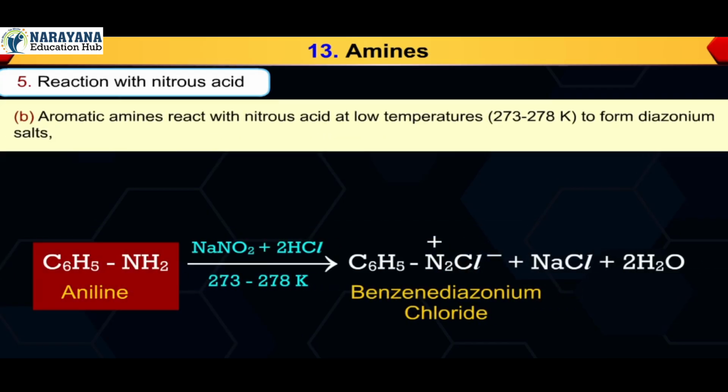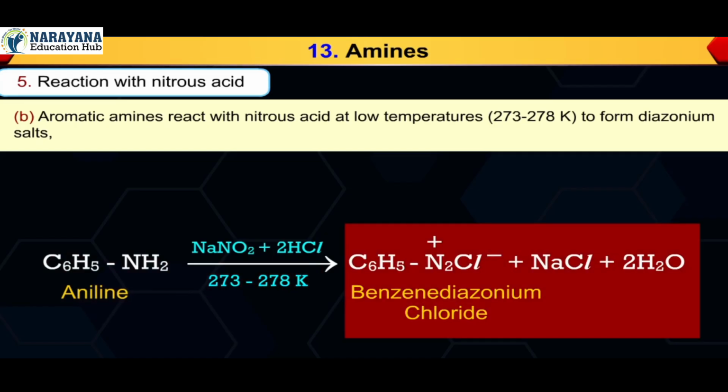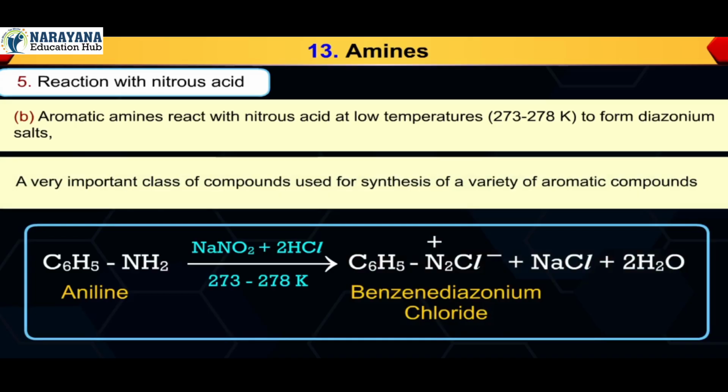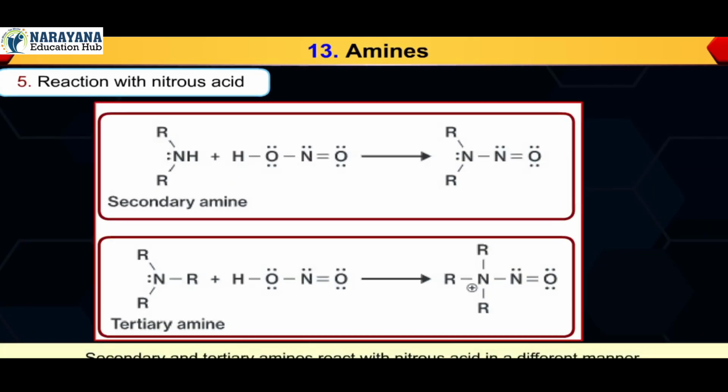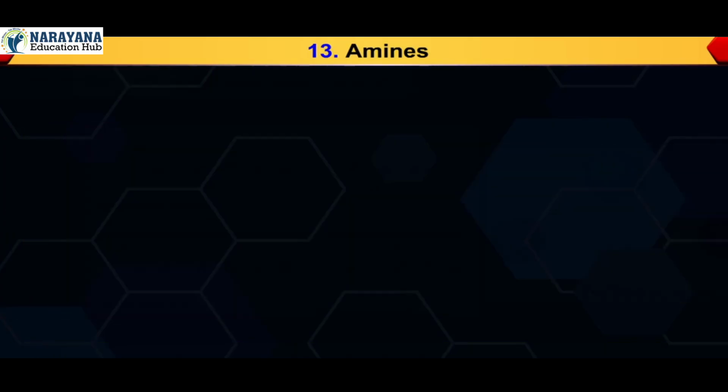B. Aromatic amines react with nitrous acid at low temperatures, that is 273 to 278 Kelvin, to form diazonium salts, a very important class of compounds used for the synthesis of a variety of aromatic compounds, discussed in section 7. Secondary and tertiary amines react with nitrous acid in a different manner.